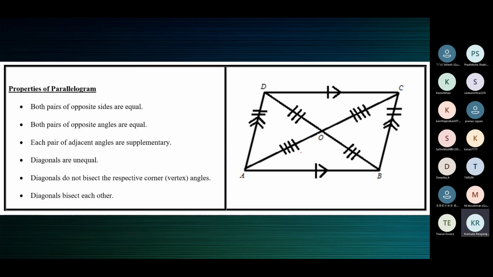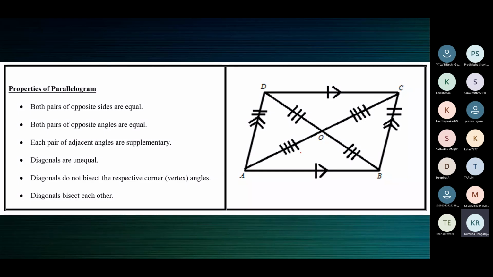So you can see the properties here of a parallelogram. Both pairs of opposite sides are equal. Remember, both pairs of opposite sides are equal. You can see it's marked there. Both pairs of opposite sides are parallel and equal.